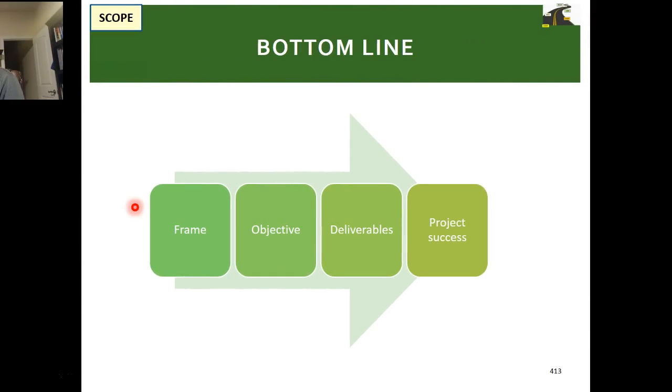The bottom line is FOD really makes a lot of sense. Frame, objective, deliverables. If you focus on FOD, your project will be a success. That's it for now. Hopefully this will give you some perspective.